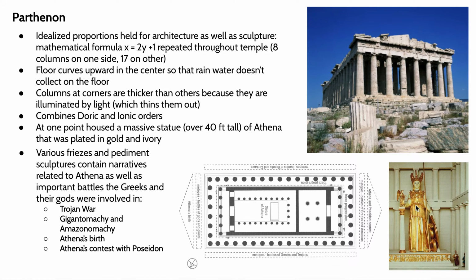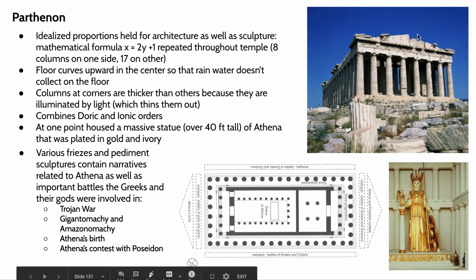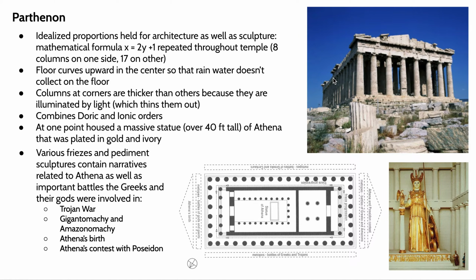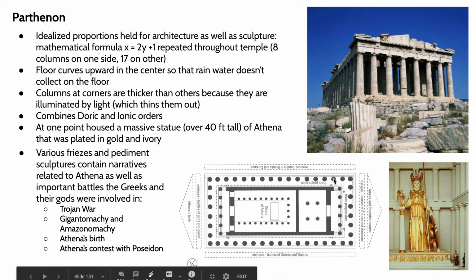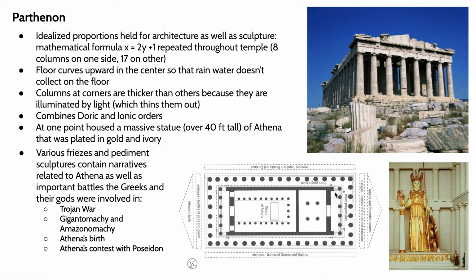So there's various friezes, again, these narrative strips, and pediment sculptures that contain narratives related to Athena as well as important battles that the Greeks and the gods were involved in. There are some friezes that depict the Trojan War. There are some that depict gigantomachy and amazonomachy, which is basically fighting with giants and fighting with the Amazons, respectively. There's also a pediment on the very front that depicts Athena's birth, which I'll talk about in a moment. And then on the other side, Athena's contest with Poseidon. This little diagram right here basically tells you what is happening in these friezes around the Parthenon.